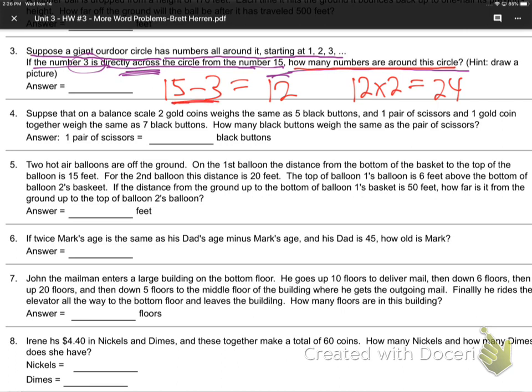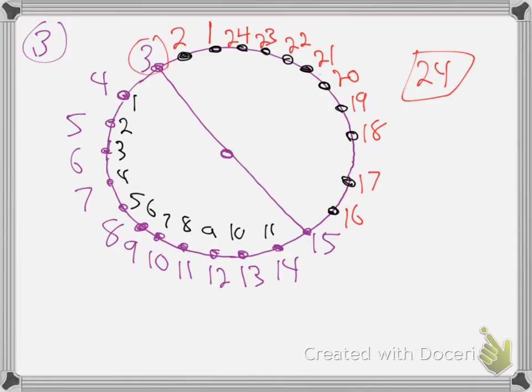Now, let's see why. So she took 15 minus 3. Why, Janelle? Why did you take 15 minus 3? Because the number 3 and the number 15 are directly across from each other. Right, as we see here, 3 and 15. Between them is half of the numbers, including one of them.